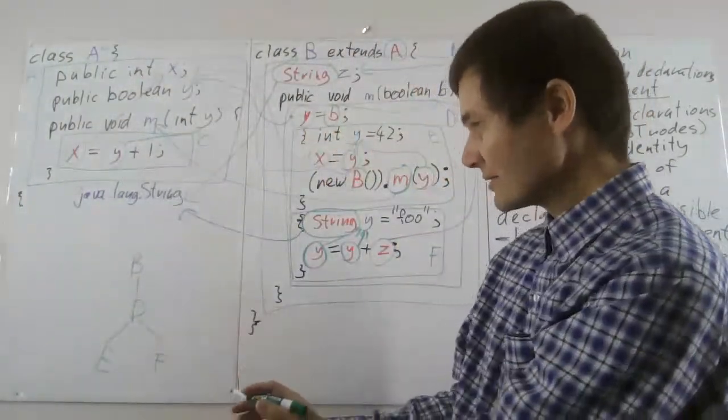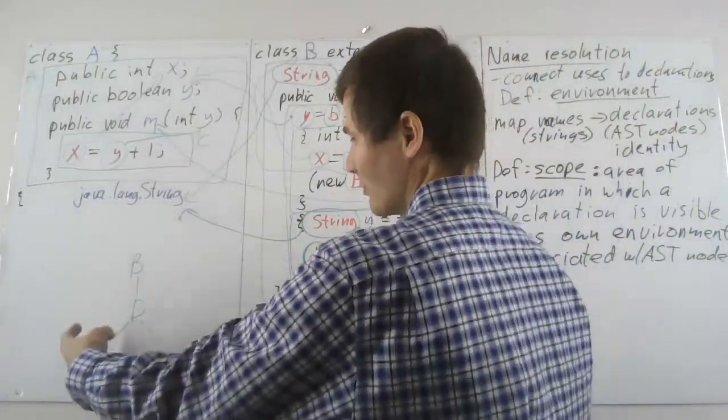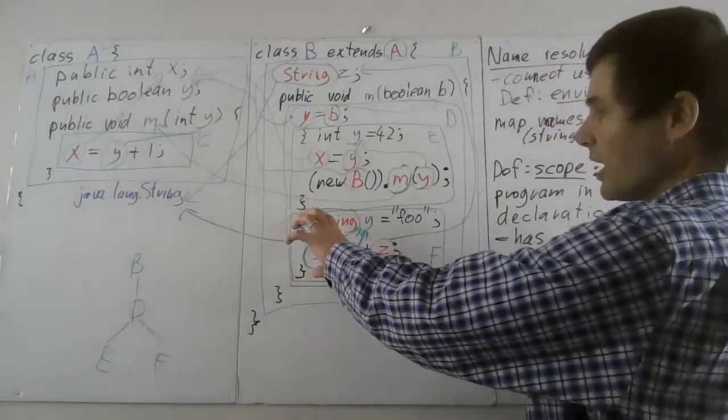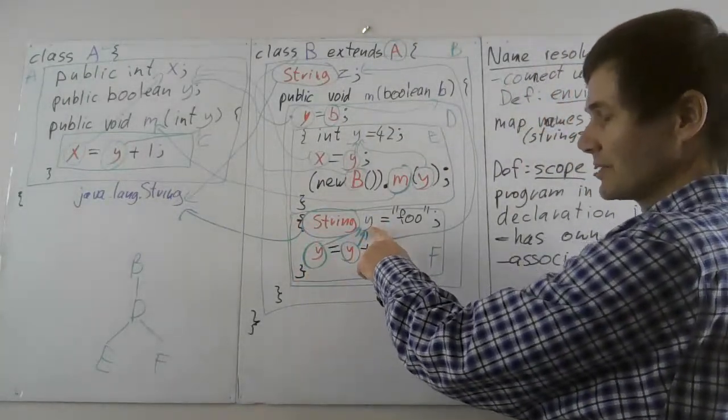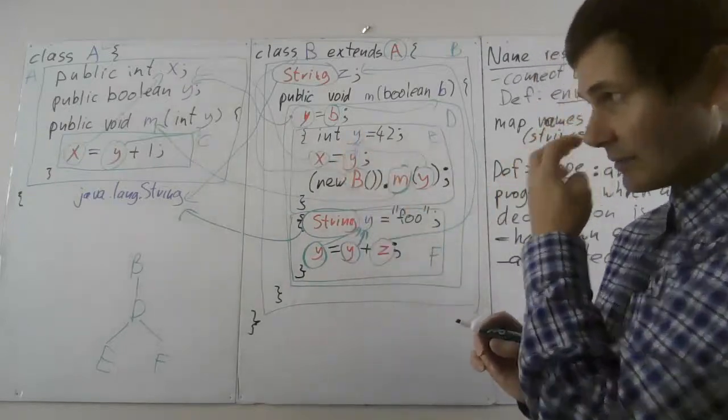So the scopes are nested, and I always use the lowest most or most nested scope. And so these scopes for these blocks, that's what allows me to distinguish this string y from the int y.